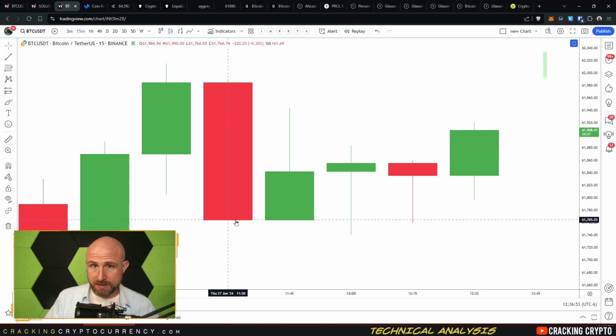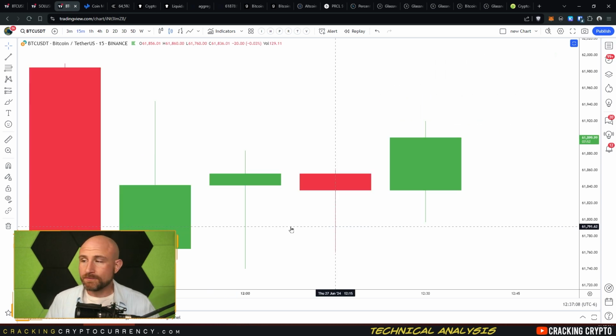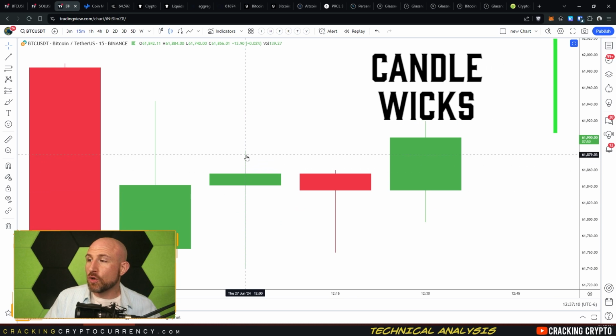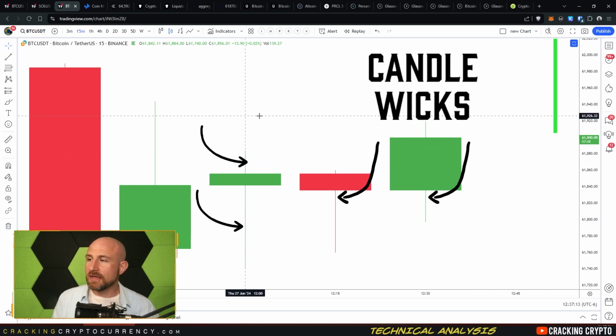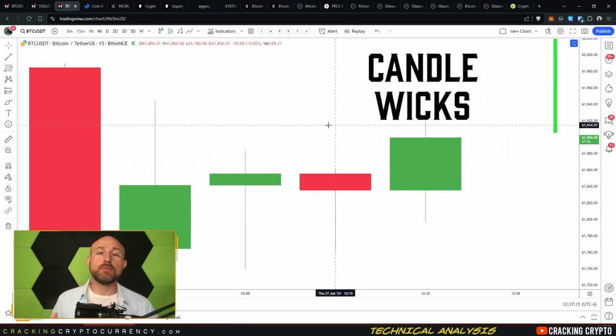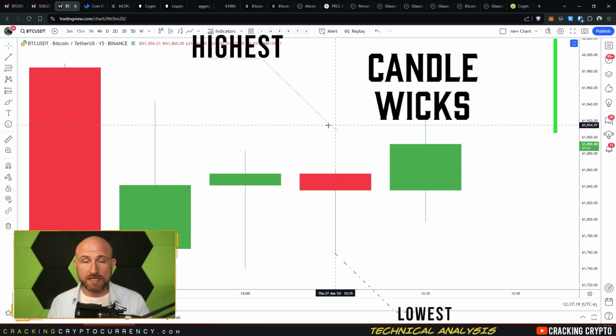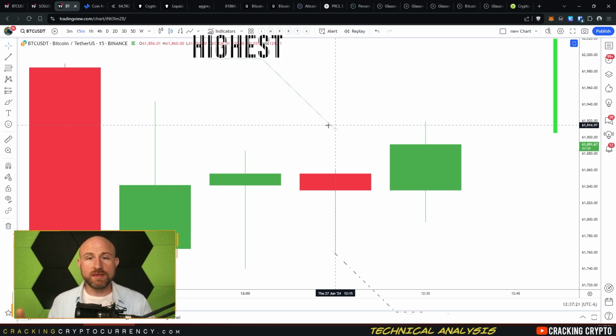Next, there's the wicks. These are also called shadows or tails. These are the thin lines that stretch above and below the candle body, and they tell you the highest and lowest price that that asset reached within that time period. The color and size of the candlestick body and wick can help you quickly identify what the direction and momentum of price was over that given time.